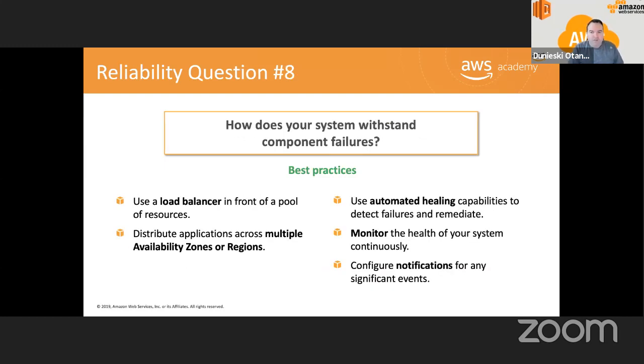How does your system withstand component failures? Use a load balancer in front of a pool of resources. Hands down, the load balancer is a tough guy. It has to be there. Have checks, have checks, have checks. Okay? Working, working, working. That's okay, traffic to you all the time. Not working, not working. No more traffic to you, and I reroute the traffic to another instance. So that's the way the load balancer works. I'm not sending any more traffic to you because it doesn't make sense. You're not operational. You're not up. You're down. You're off. So what's the point in sending traffic to you? Not sending traffic to you anymore.